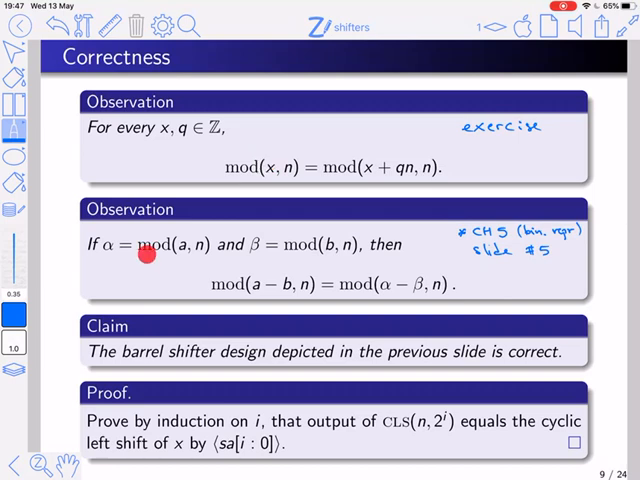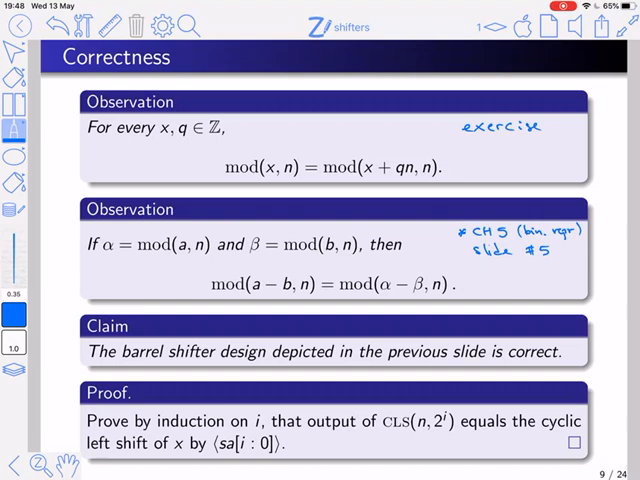And the second observation is: if I take a and look at its remainder when I divide it by n, let us denote it by alpha. And the same thing with b, we divide by n, we take the remainder, this will be beta. And now we look at the difference, a minus b, and alpha minus beta, and we look at their remainder when you divide them by n. Then these two remainders will be equal to each other, and we already proved this in chapter 5 on binary representation. You can see slide number 5.